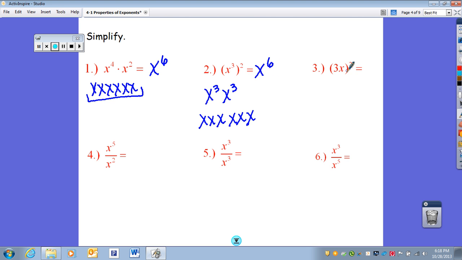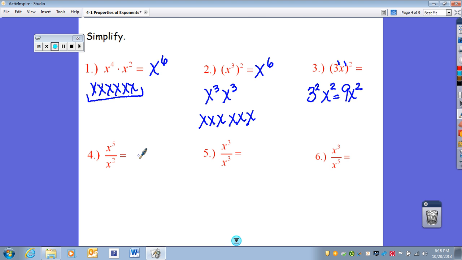When I have a product taken to a power, I recall that each of the pieces needs to be to that power, and it's by multiplication. Remembering it's 3 to the 1st power and x to the 1st power. So each of the parts of the term need to be taken to that power. So it's going to be 3 to the 2nd power and x to the 2nd power. 3 to the 2nd power is 9, and I will have my x squared.